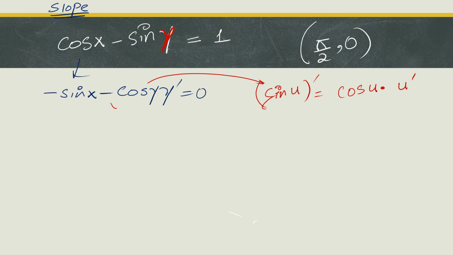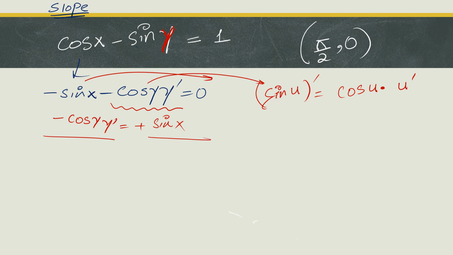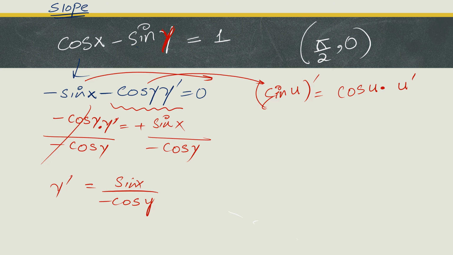Okay, now keep the y prime terms on the left hand side and bring the other terms on the right hand side. So negative sine x goes to the other side and it becomes positive sine x. Now all the terms that are multiplying with the y prime, divide them in order to separate the y prime. So negative cos y. So y prime equals sine x over negative cos y. Now, this is the first derivative.